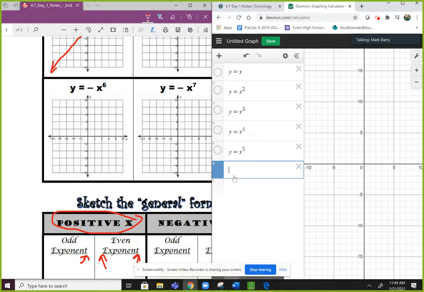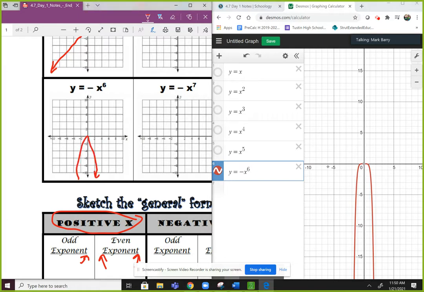So we get y equals negative x to the 6th power. Well, what is that one? I'd say that looks like an upside down parabola, correct? It is a slightly different shape. Again, it's a little bit more steep. But generally speaking, it looks kind of like an upside down parabola, okay?